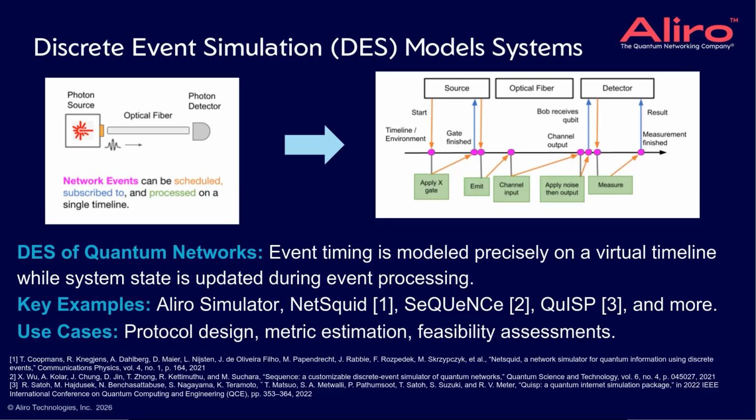Now, discrete event simulators are really useful for things like designing protocols, doing feasibility assessments, or estimating metrics. And their main claim to fame is that they're able to really accurately model the timing of events in a network in a very precise manner. And this is very important for understanding how systems integrate with each other.